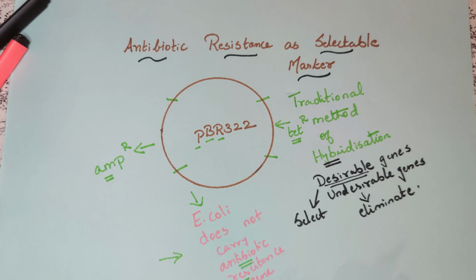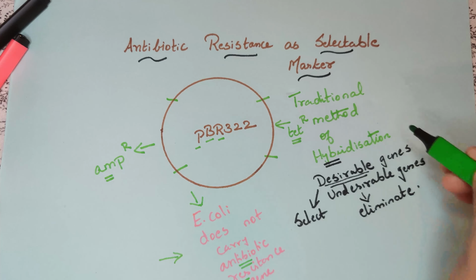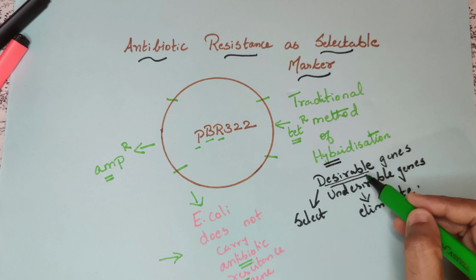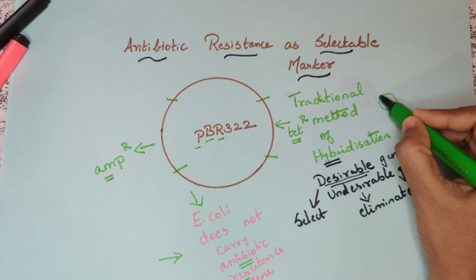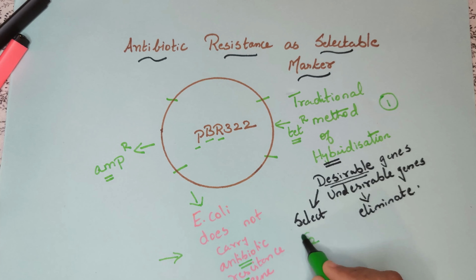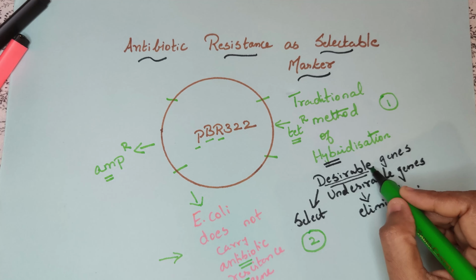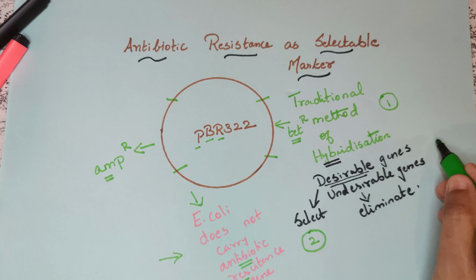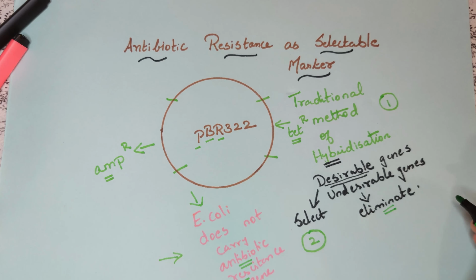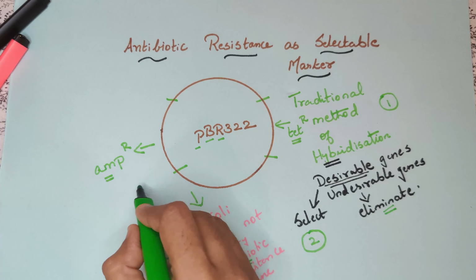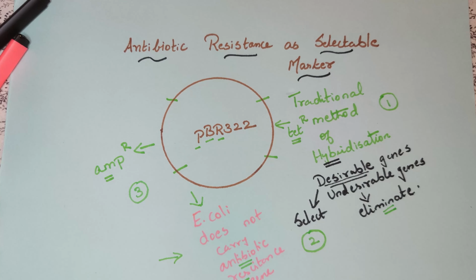Now let me tell you once again, the traditional method of hybridization failed because undesirable genes also were propagated along with desirable genes. That is point number one. Point number two, we have an advantage in biotechnology. We are selecting only desirable genes and only those will be propagated in large numbers. Undesirable genes are eliminated. Point number three, for that we are constructing an artificial plasmid called PBR322.